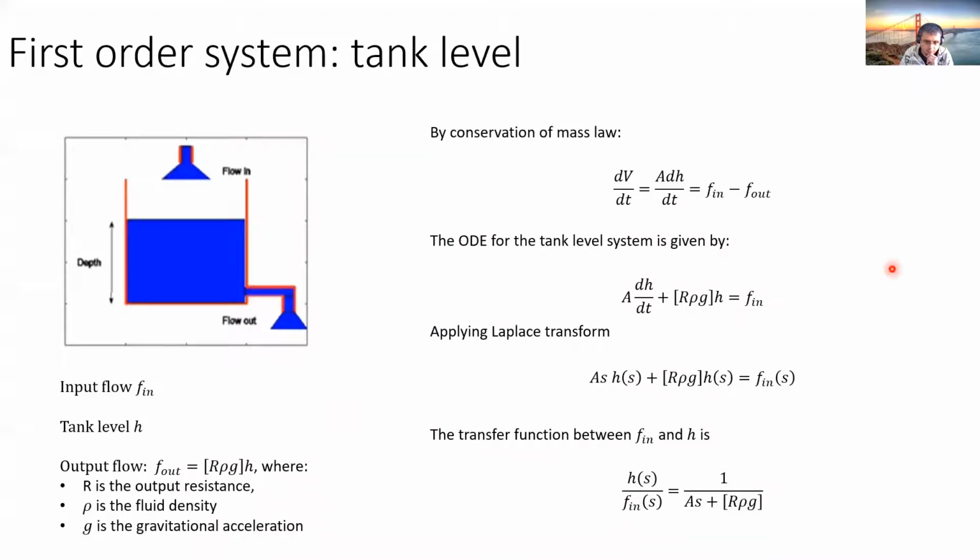All right, for our lab, we have to use the tank level system. This is the model of the tank level. I'm going through this model really quick. This model has an input flow, an output flow, and a tank level H. The output flow of this system is given by this expression, (1/R) rho g H. R is the output resistance of this output flow, rho is the density of the fluid, and g is the gravitational acceleration. This flow is assumed laminar in order to keep a linear ODE at the end.